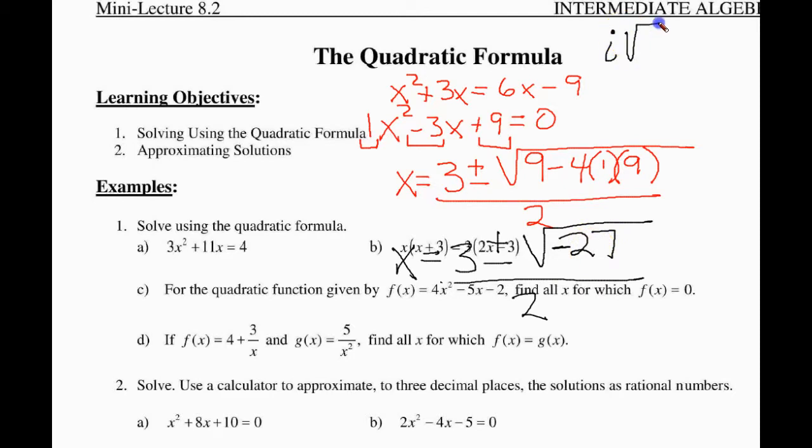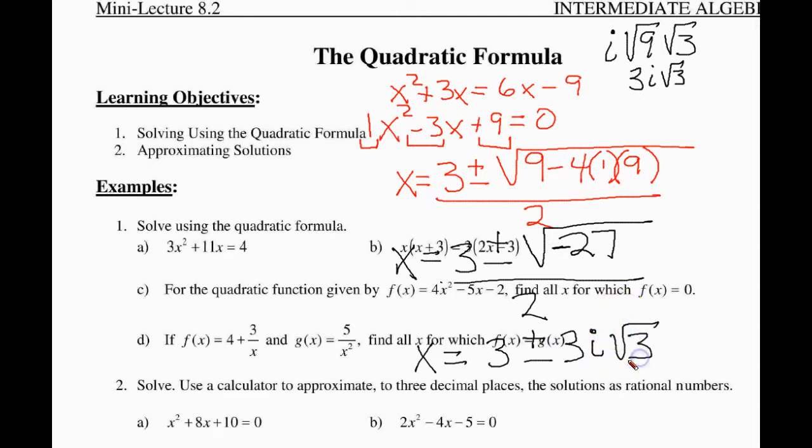And then we have the square root of 9 times the square root of 3. What is the square root of 9? Well, that's going to be 3i, the square root of 3. That's from chapter 7. So this is going to become x equals 3 plus or minus 3i, the square root of 3. And each of these will be over 2.